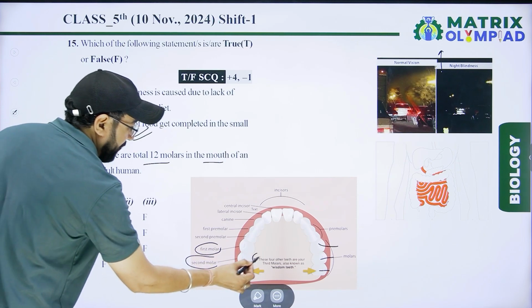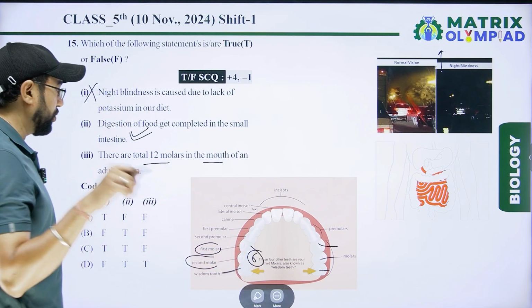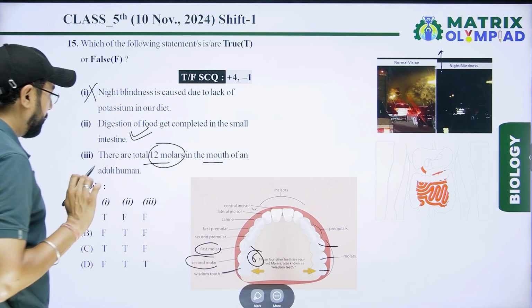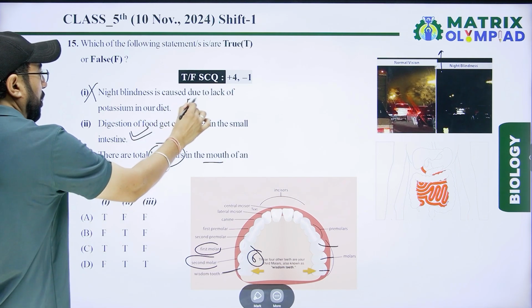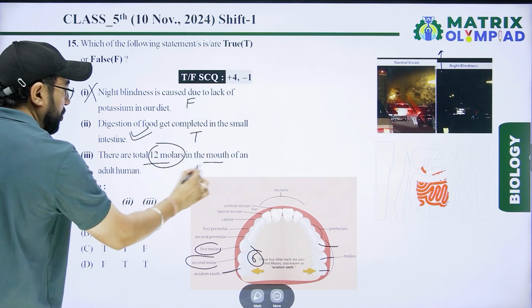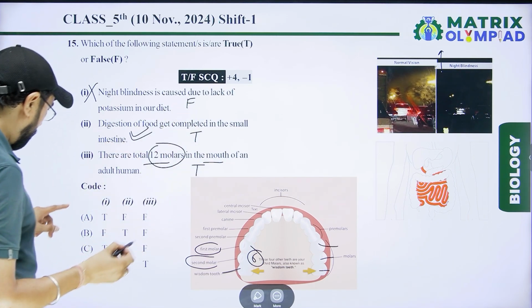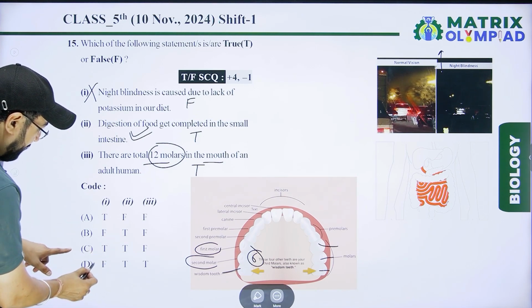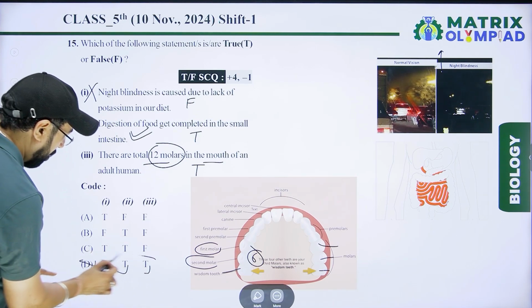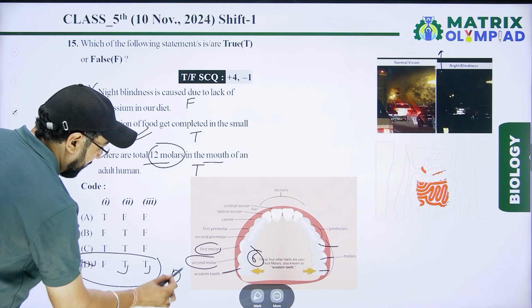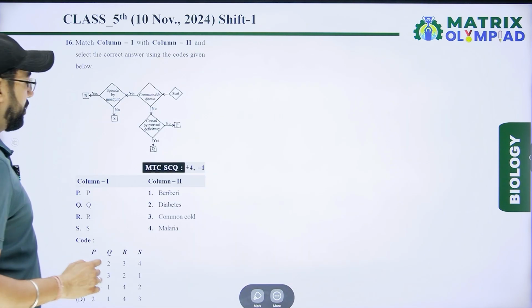Molar teeth, 6 in each jaw. So 12 molars present. So false, true, true. In code, false, true, true. Option D is correct for this question.